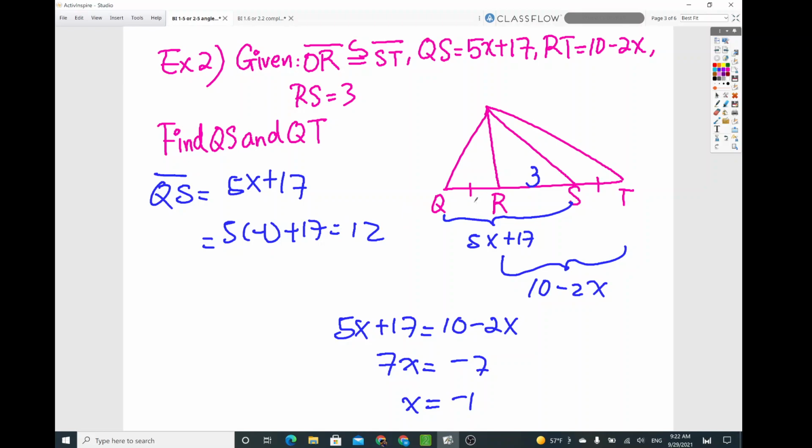And then QT, the measure of the entire segment. Once we find QS, we do know that QS and RT are exactly the same.